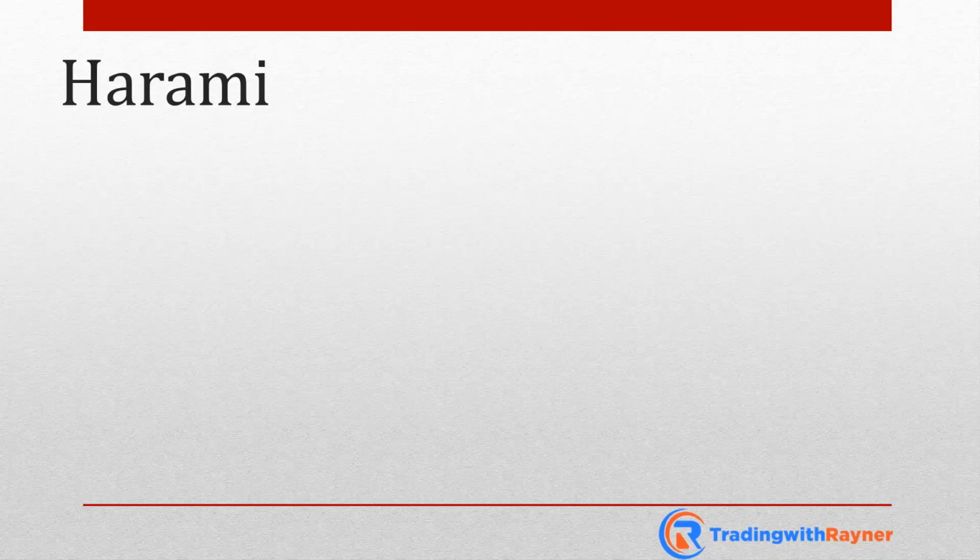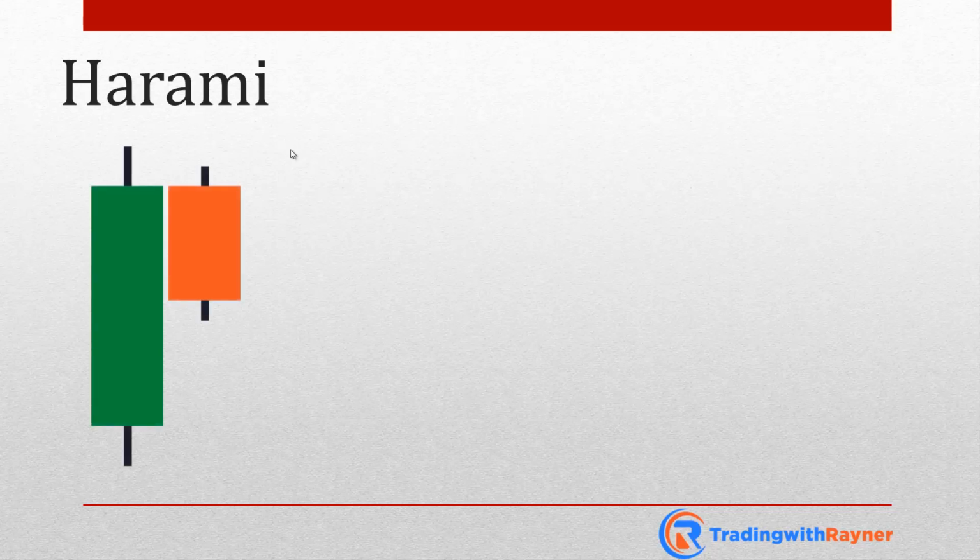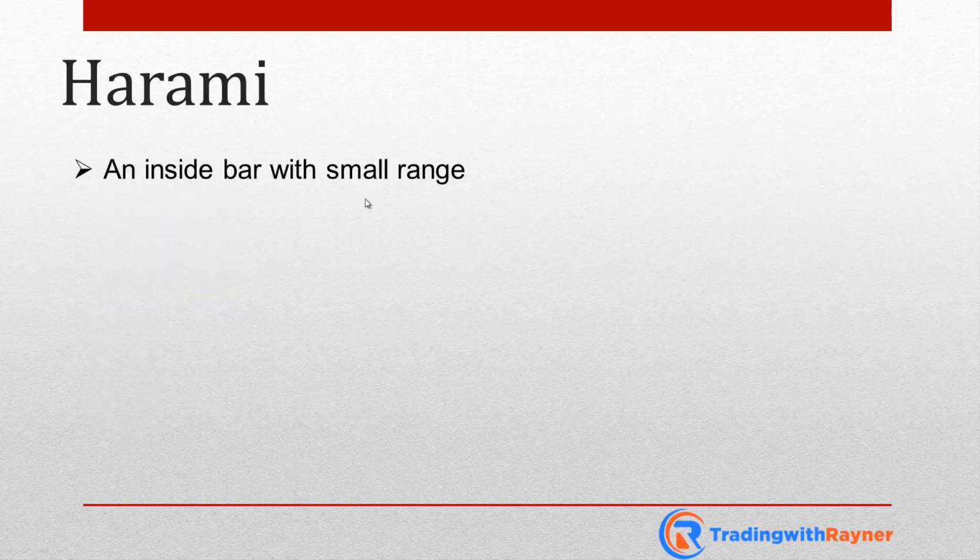So in this video, I'll be discussing the harami. So this is what it looks like, right? This candle over here, the second one, is a harami. A harami is simply what I call an inside bar. So this means that the candle is inside the prior candle.